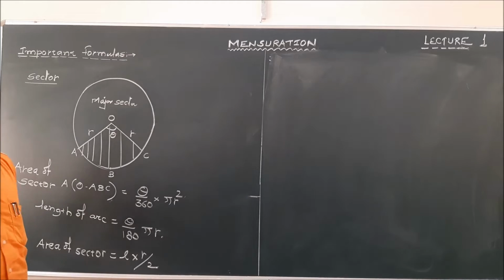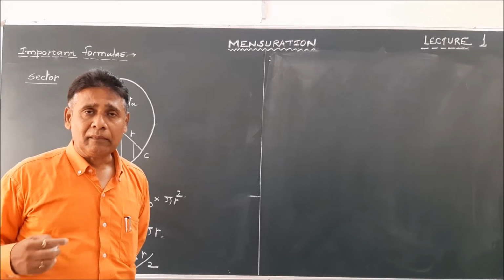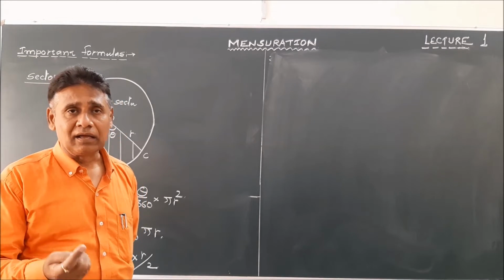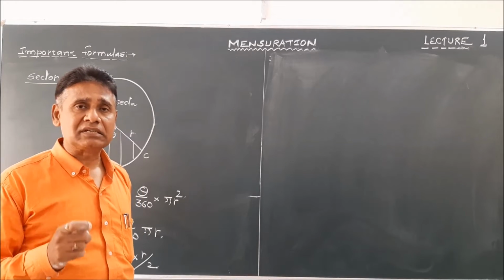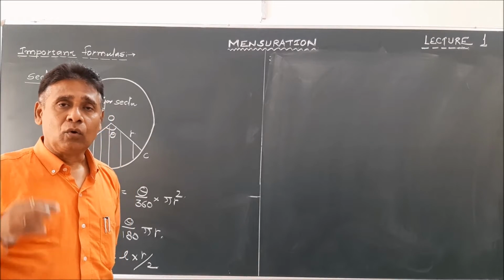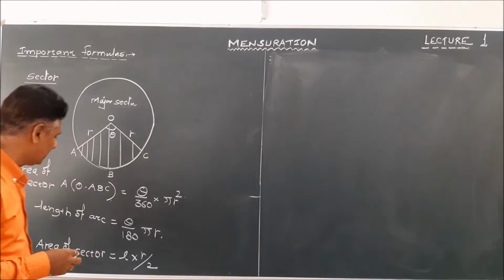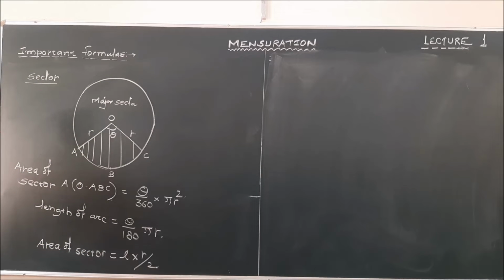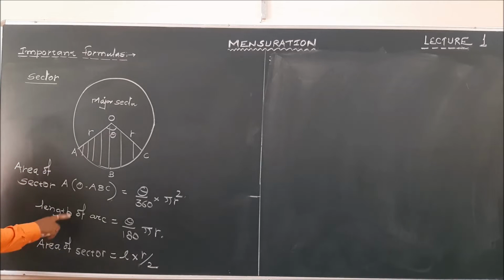Now sometimes in many questions they have used the term measure of an arc, measure of a sector. This word measure stands for theta. Please note it down properly. That word measure stands for theta, value of theta. Okay. Then area of sector is sometimes length of arc into radius upon 2. So this all is about sector.